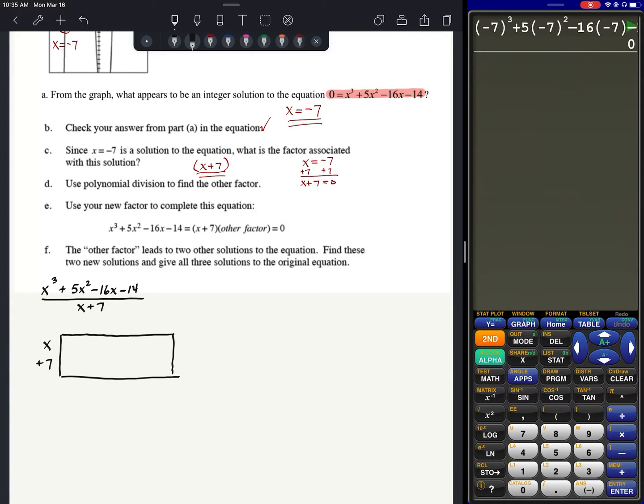we'll need columns for our x squared, an x, and a constant term there, because x to the third divided by x is x squared. I think my mic's about to run out of power here, so I'm trying to hurry and get through this.